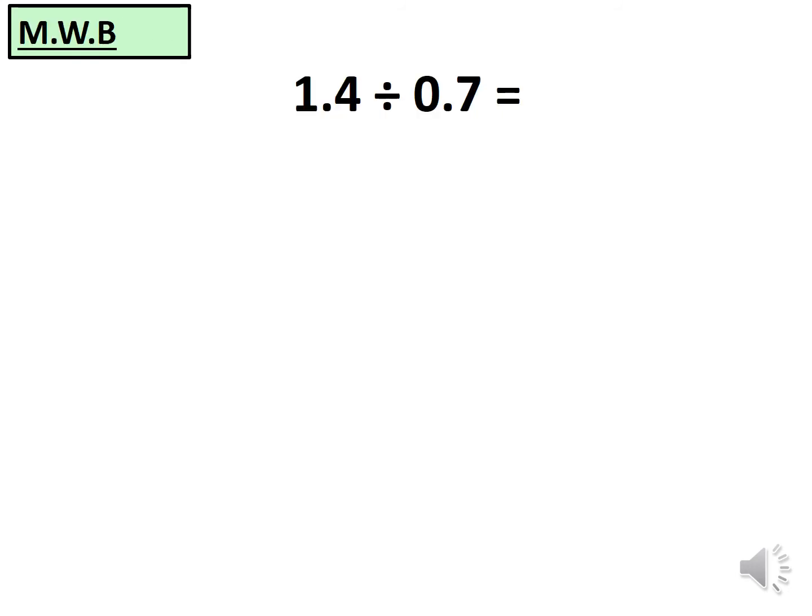Can you please pause the video and have a go at this question? Once you're finished, come back and I'll go through it myself. Welcome back. So we're going to multiply both sides by 10. And we get 14 divided by 7 equals 2. Our answer is 2.